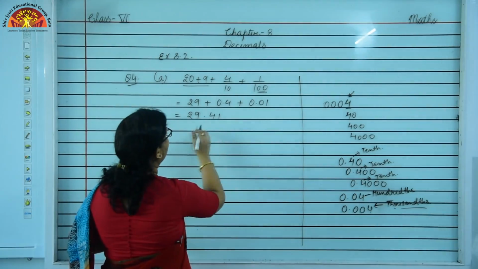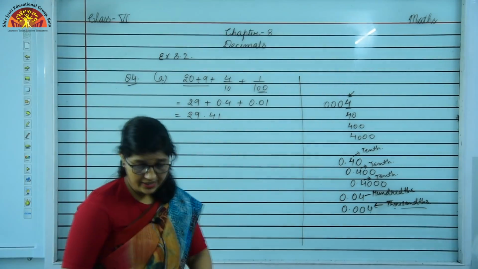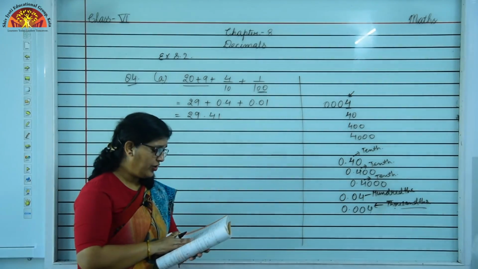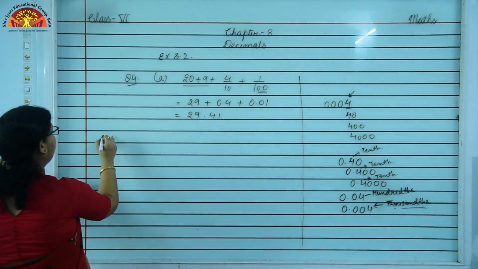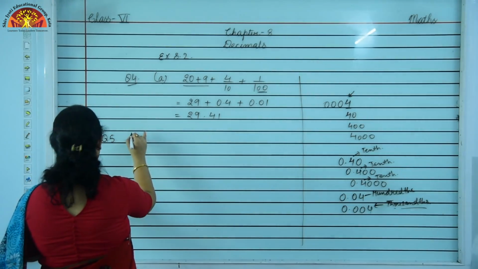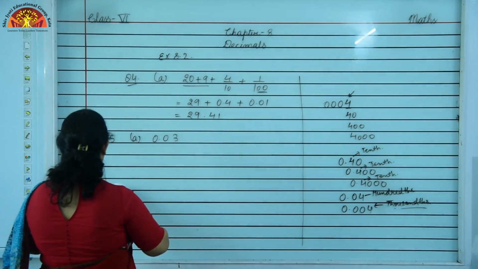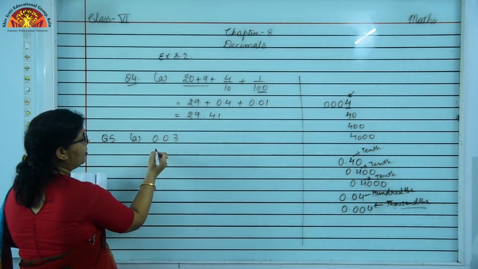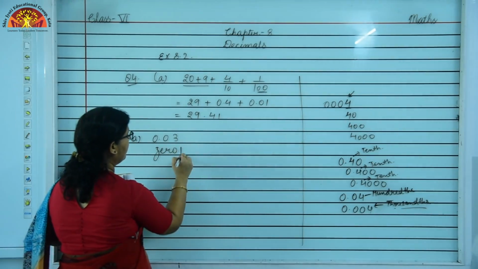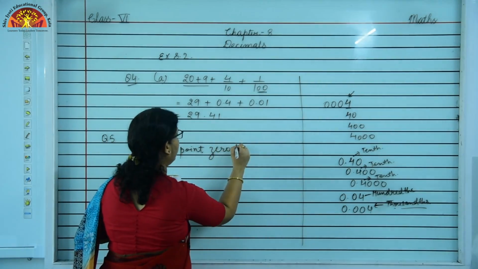Now students, you understood how we convert into decimal numbers. Next question is, write each of the following decimals in words. Question number 5. A part is 0.03. Now how we write in words 0.03.